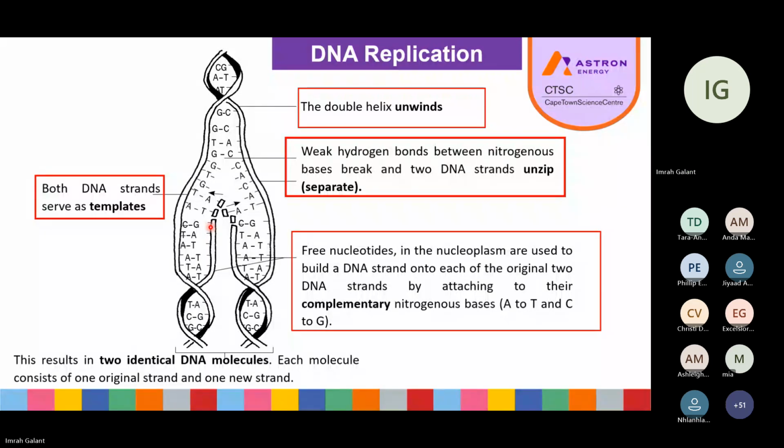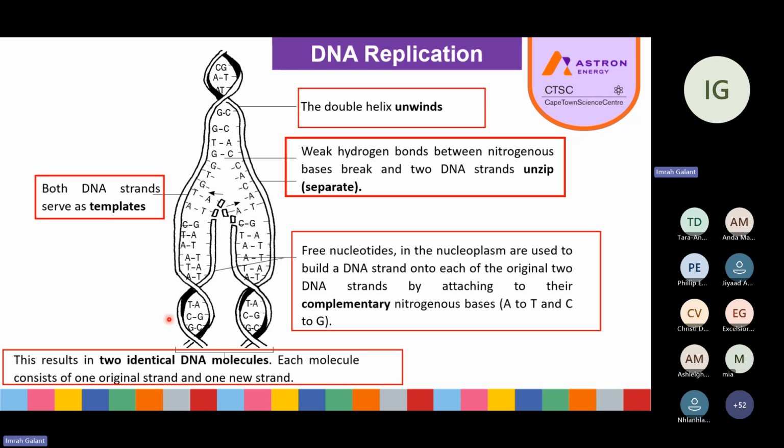So obviously the complementary nitrogenous bases start attaching to each other. So adenine binds to thymine and guanine binds to cytosine. Then at the end of DNA replication, what you have is 2 identical DNA molecules. Each molecule consists of 1 original strand and 1 new strand. Okay, so that is one of the most important points when it comes to DNA replication.